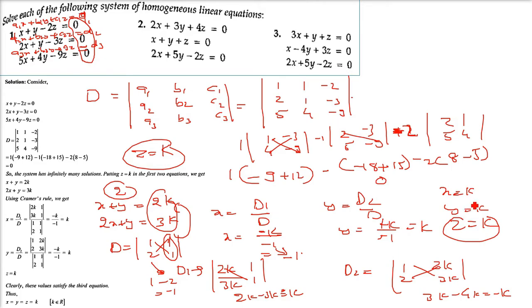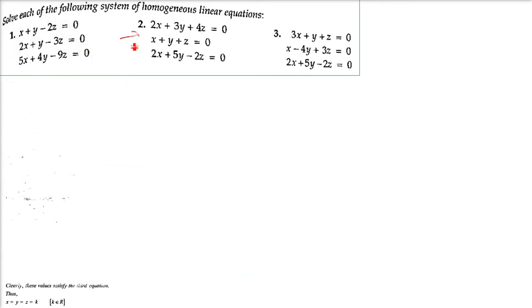X, y, z, just put the values of k and that will be 0. So these are the actual solution: x, y, z equals k. You can call it k belongs to a real number. You can call it lambda or whichever you want.